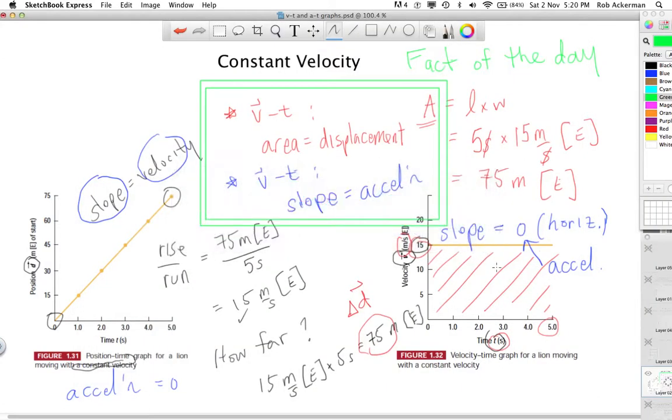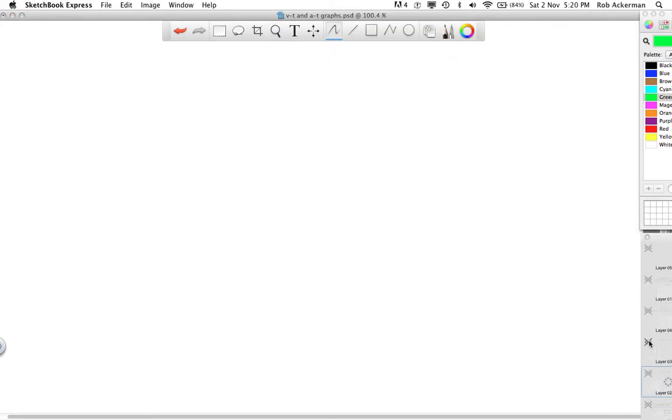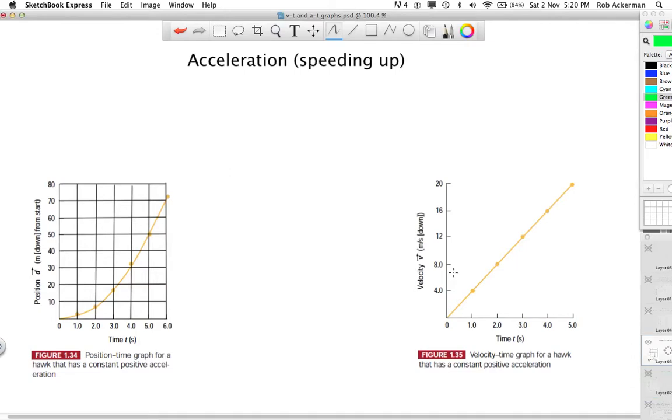Okay? Let's take a look at a slightly more complicated kind of motion. These images again out of Physics 11, this time for acceleration, for speeding up. So I'd like you to take a look at the caption for the first graph, the position time graph for a hawk that has a constant positive acceleration. You know from a position time graph that if there's a curve, the velocity is changing. If it's curving up like this, the velocity is increasing. The object is speeding up.